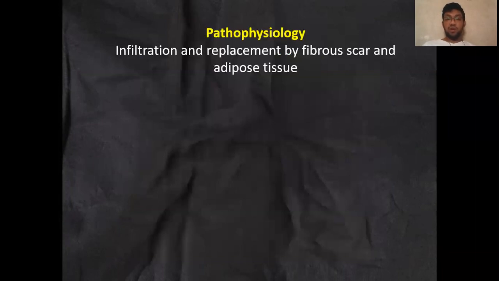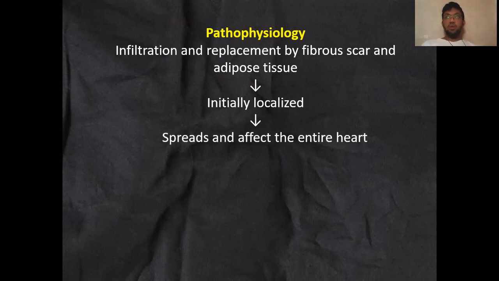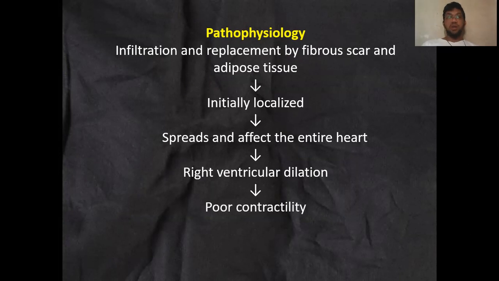So the pathophysiology of this is infiltration and replacement by fibrous scar and adipose tissue. This is initially localized, but once it worsens, it spreads and affects the entire heart. And once that happens, there will be right ventricular dilation. And if there's dilation of the right ventricle, there will be poor contractility, leading now to arrhythmia and or heart failure. So again, heart failure or arrhythmia is the end result here.